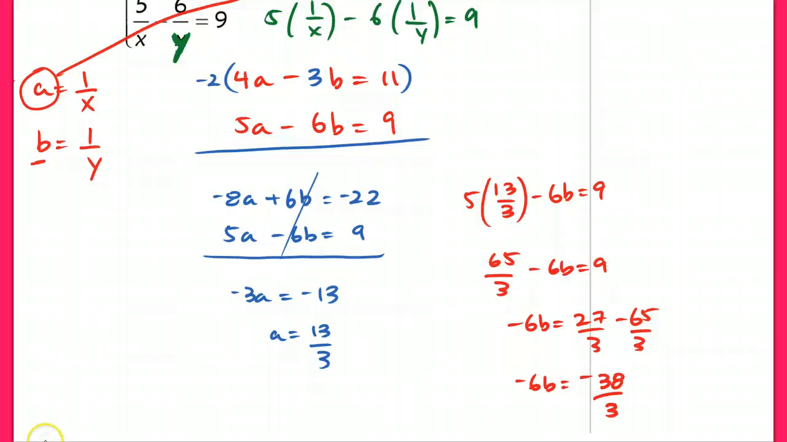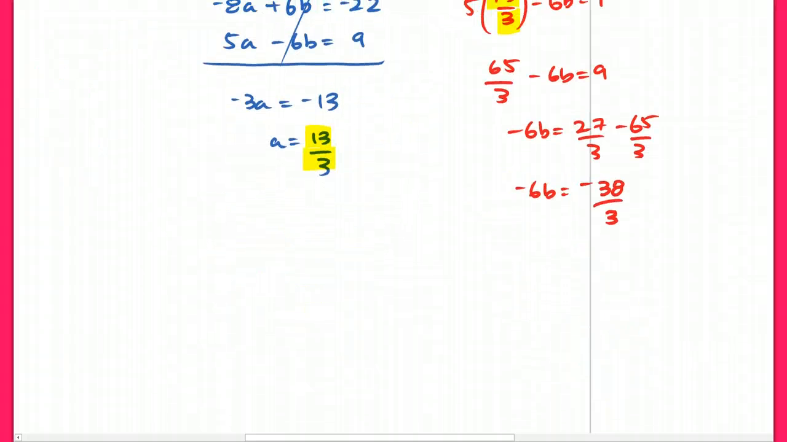So once I eliminated the b's, I got 13 thirds for a. I went ahead and plugged it back into the bottom equation here, and it resulted in negative 6b equaling 27 thirds minus 65 thirds, which gave me negative 38 thirds. Now I just want to do this last part with you guys. I'm going to solve for b by dividing by negative 6. When you divide by negative 6 on the other side, that is the same as multiplying by negative 1/6.